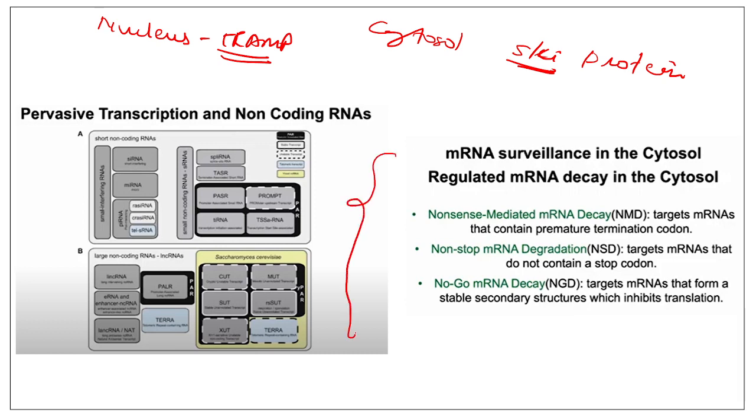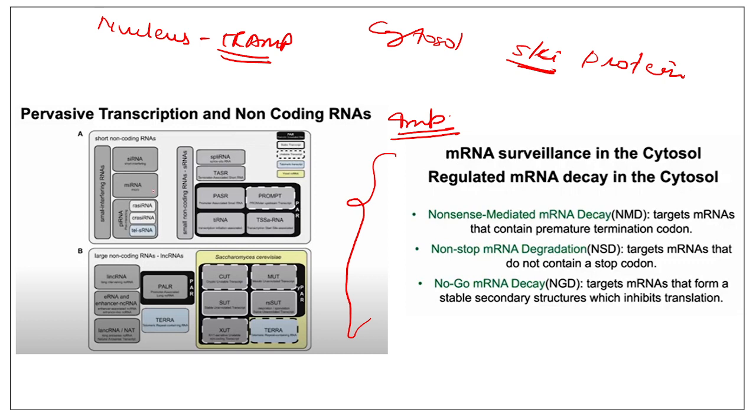Now remember, everybody, please pay attention. This is important. These three mechanisms: nonsense mediated mRNA decay, non-stop mRNA degradation, and no-go mRNA decay. These three mechanisms are important from an exam point of view, and in general, even for competitions. Questions might come from this part.